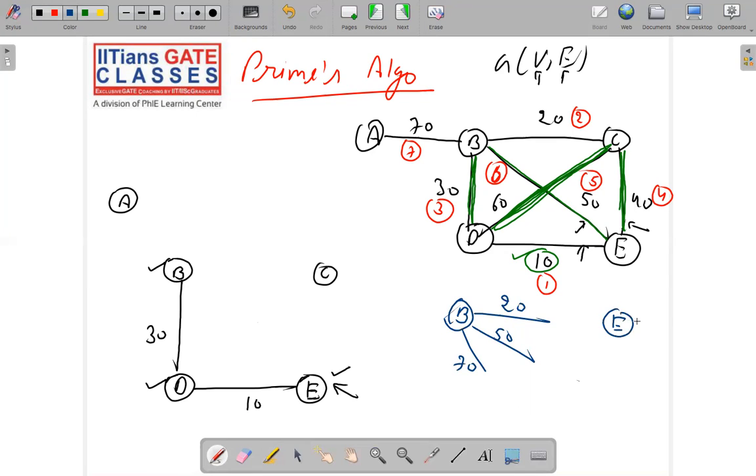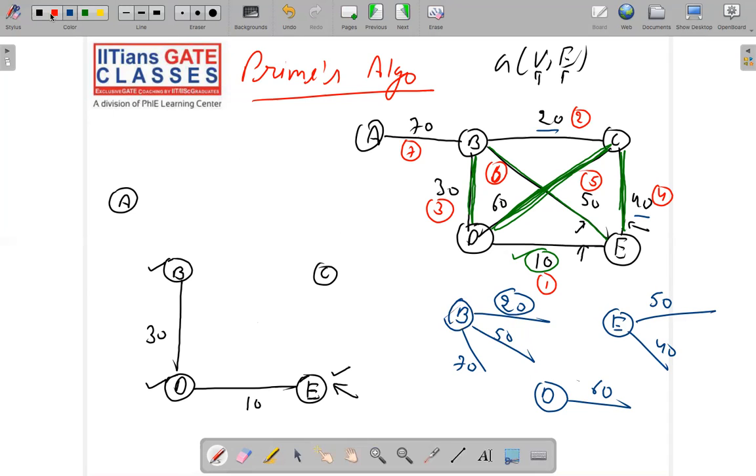From E, we have 50, which we haven't explored yet, and 40, this one. And from D, we have only 60, which we didn't cover already. Out of these edges, we will pick the minimum one. What is the minimum one? This one, 20. Out of all these edges, 20 is the minimum one.